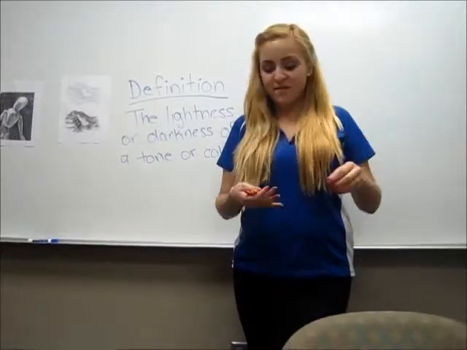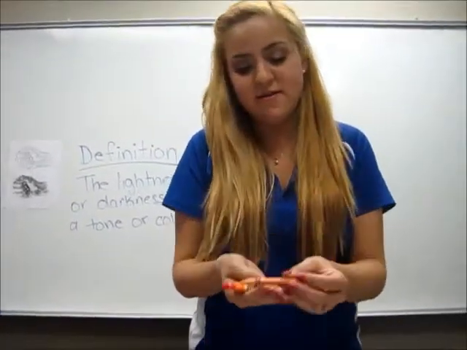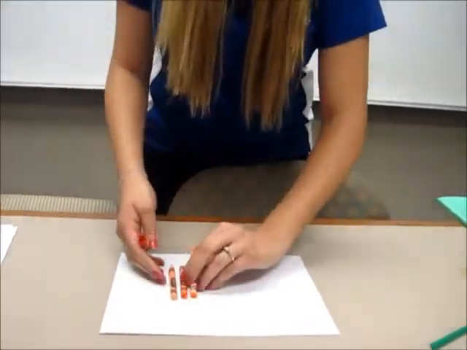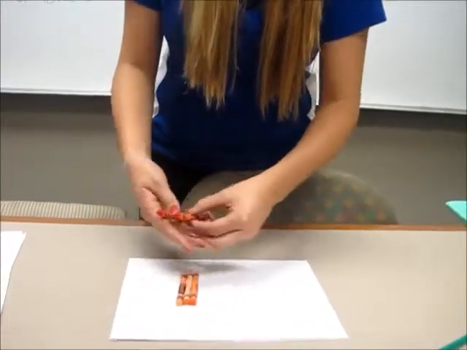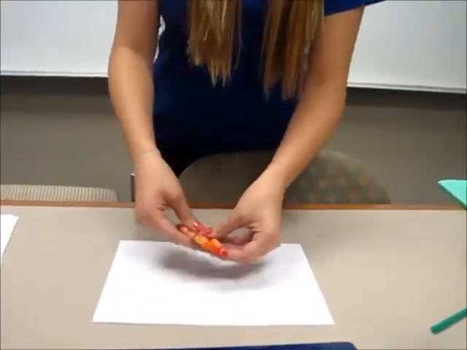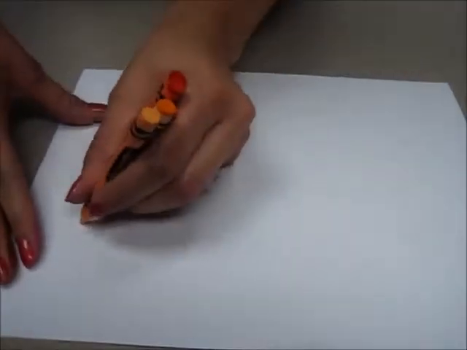Okay, now that we watched the video, let's see how it works in real life. So I have here 5 crayons, and they're all orange. So you have the lightest one, the middle tones, and the darkest one. So they're all the same color, but they all have different shades.